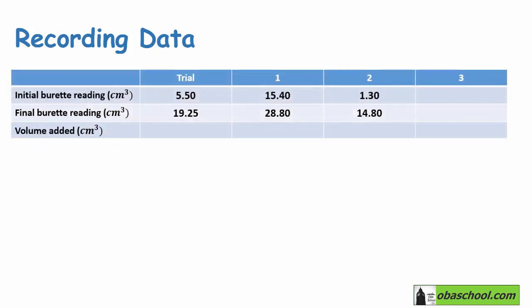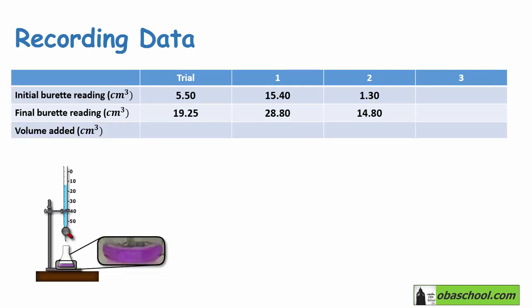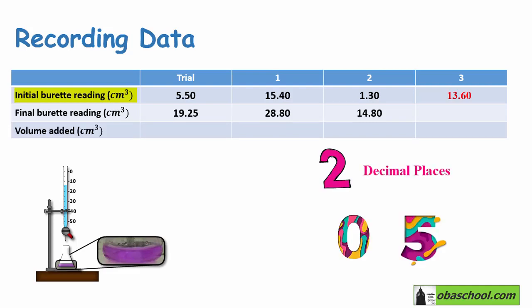The data collected from the trial run and the 2 accurate runs is shown in this table. So we are interested in 2 volumes, the initial reading of the burette and the final one. Let's now run the titration for the 3rd time and record the data. First of all, don't forget to take the initial reading, which is in this case 13.60 cm³. Of course, we must record the volume to 2 decimal places where the second one is 0 or 5. So we will start the titration.